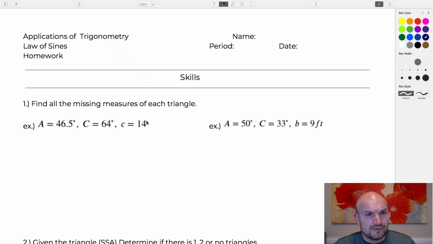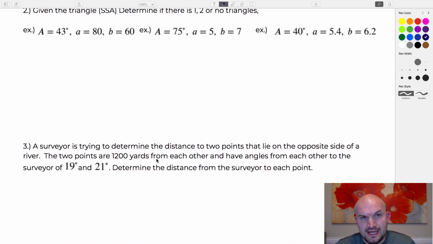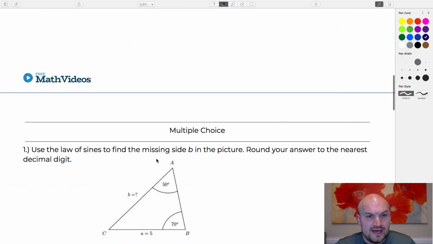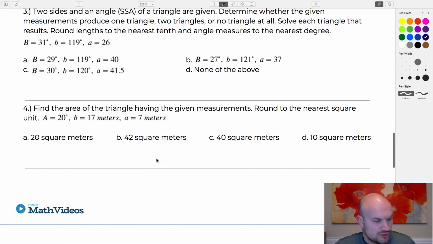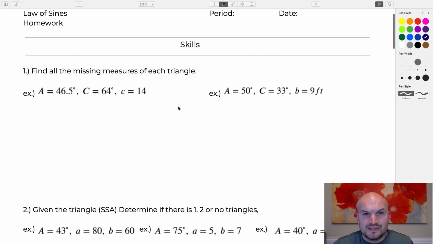You guys can see here what we're going to work on is finding all the missing sides of a triangle using the law of sines. We'll work on how to determine if it's 1, 2, or no triangles. We'll work on a word problem, and then we'll also work on some multiple choice. Now, I wrote down those multiple choice. Yeah, so this one, that's a mess up. So we'll come to that.